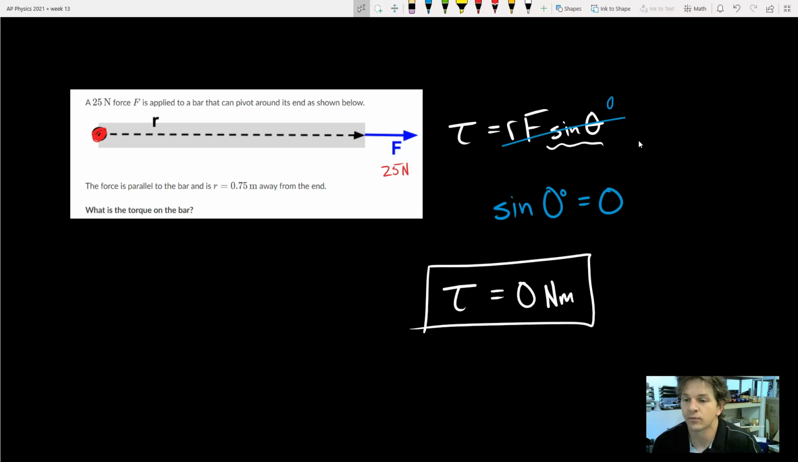Alrighty? So all of the other torque problems really just are similar to those three situations. You got perpendicular, you got parallel force, and then you have just some other type of angle where you just plug in theta.